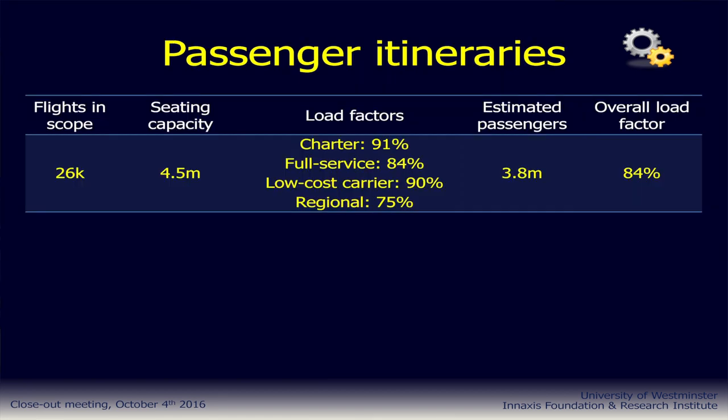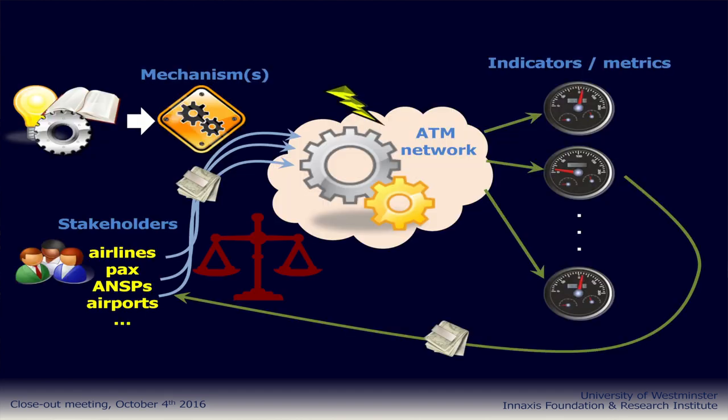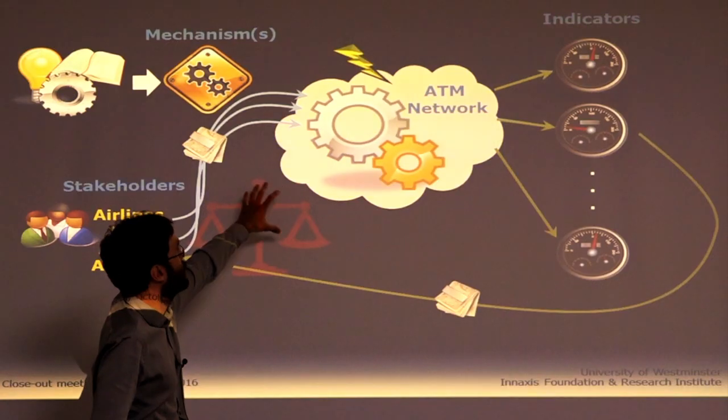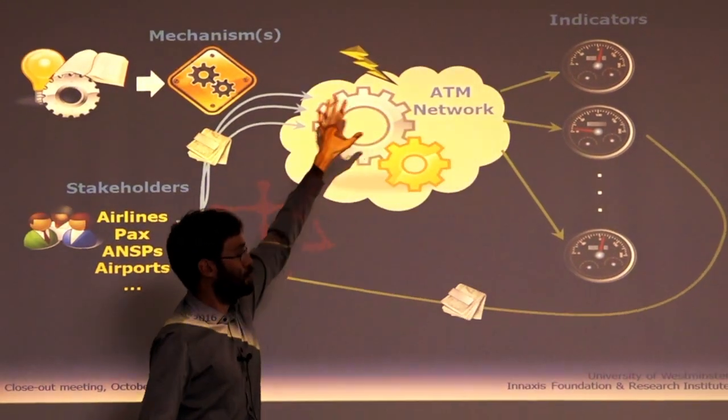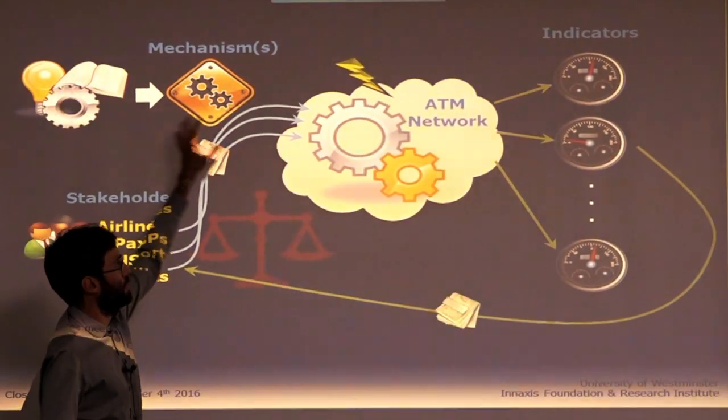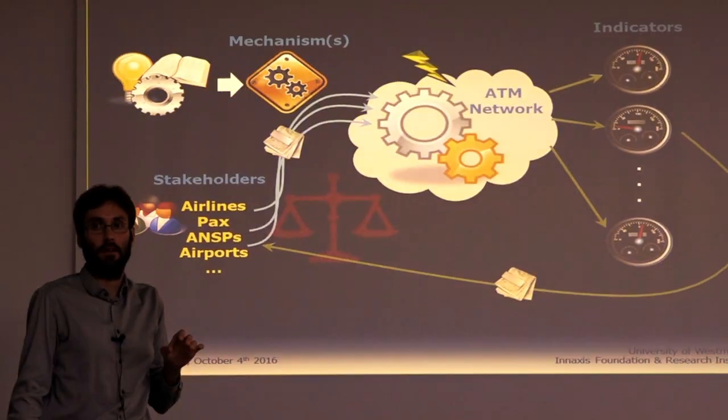So we have over 26,000 flights, considering that we are only looking at flights with passengers, with a seat capacity of 4.5 million and different load factors. So we have estimated 3.8 million itineraries, passengers that we need, with an overall load factor of 84%. With that, we have all the pieces. Now we have the traffic, we have the itineraries, so we can run the model with the background air traffic flow management delay. We can put the disruptions if we want, and we can put the different mechanisms on to estimate what are the different costs.